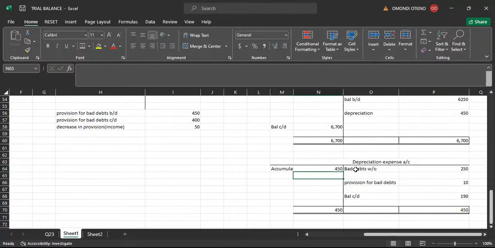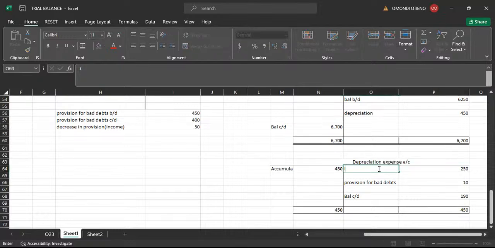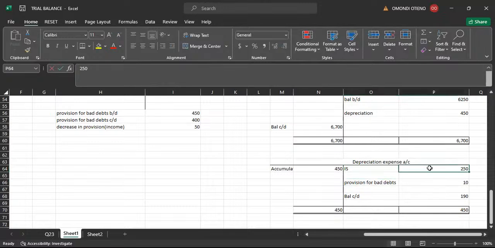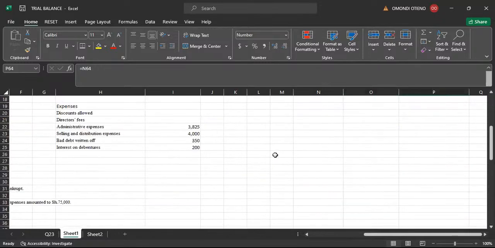To balance this account, I transfer this to profit and loss or income statement, IS. I take it to IS for this account to balance. When I take it to IS, then I'll be able to see my depreciation expense account is now balancing. So when I come to income statement, this is what I'm looking for, which I need to put here under depreciation.